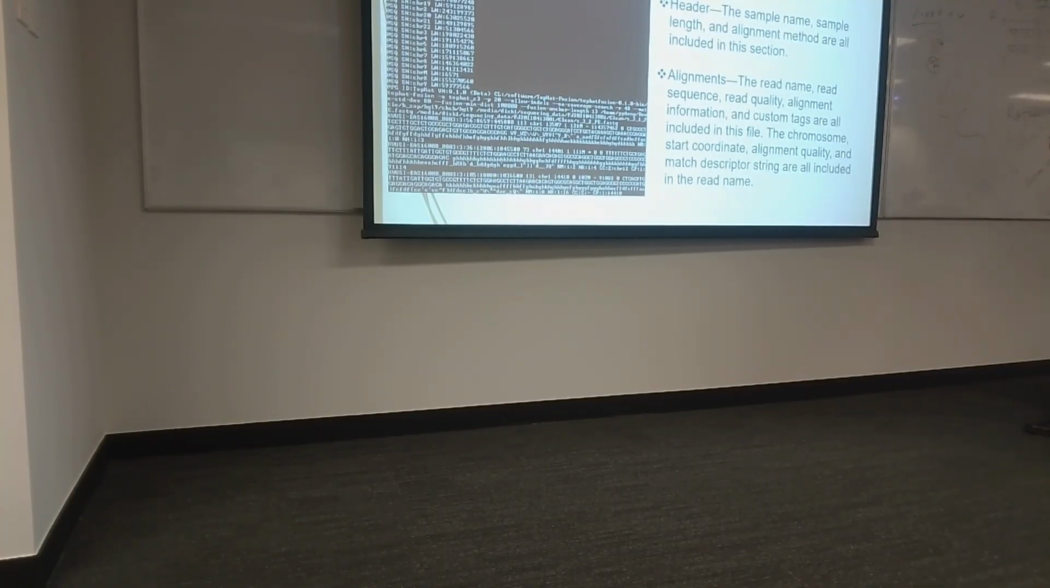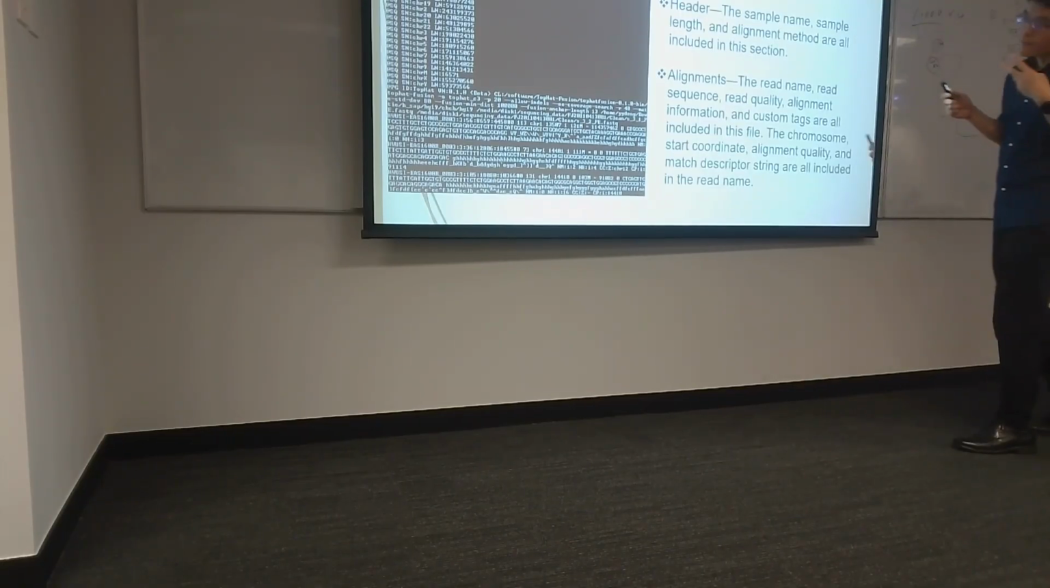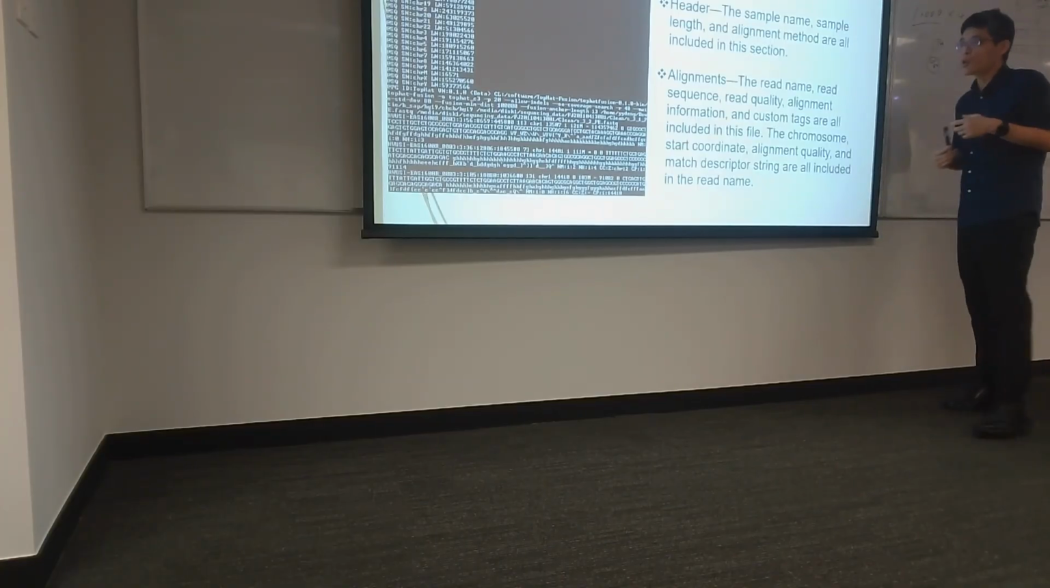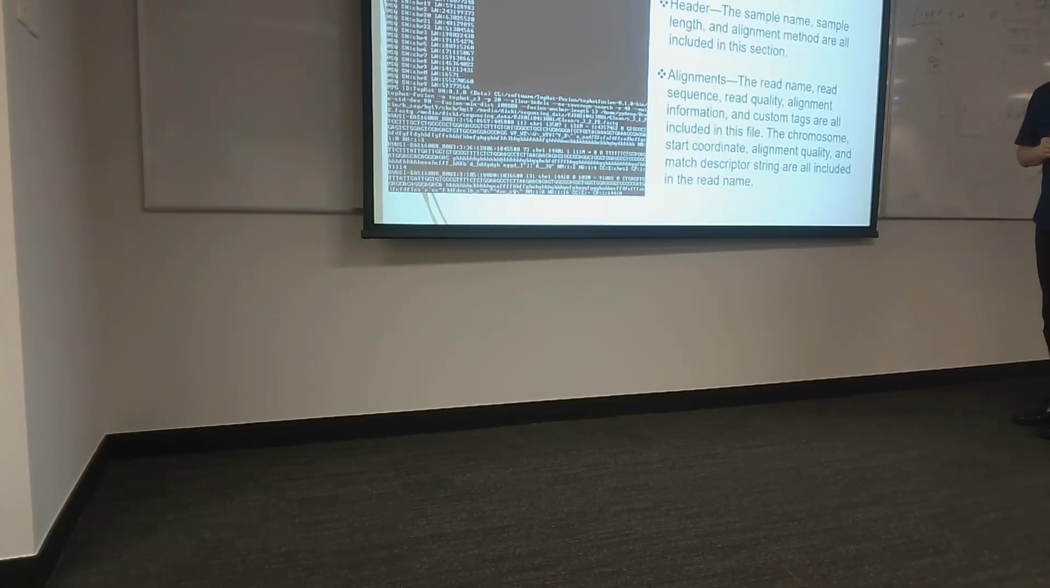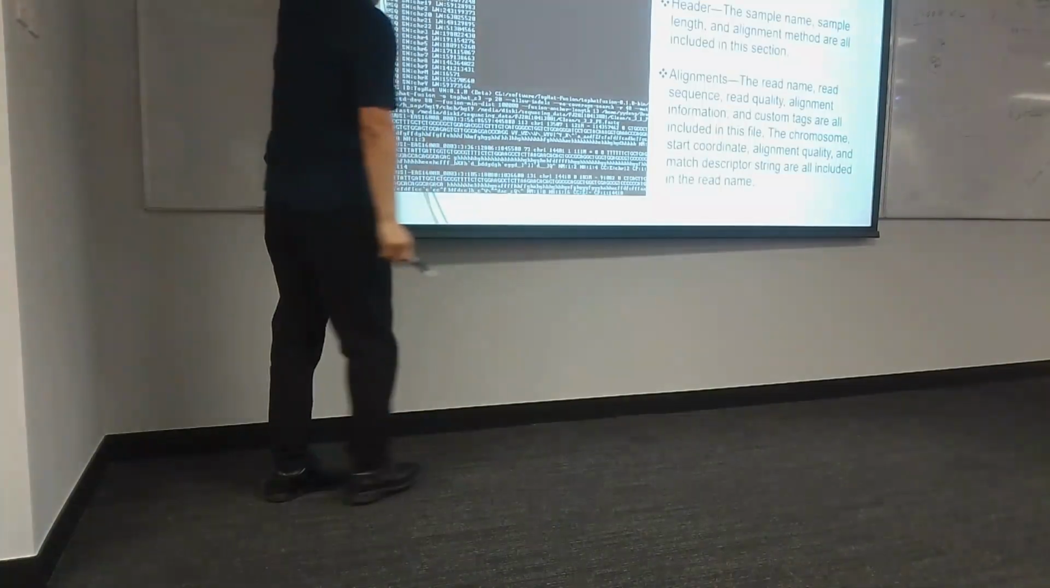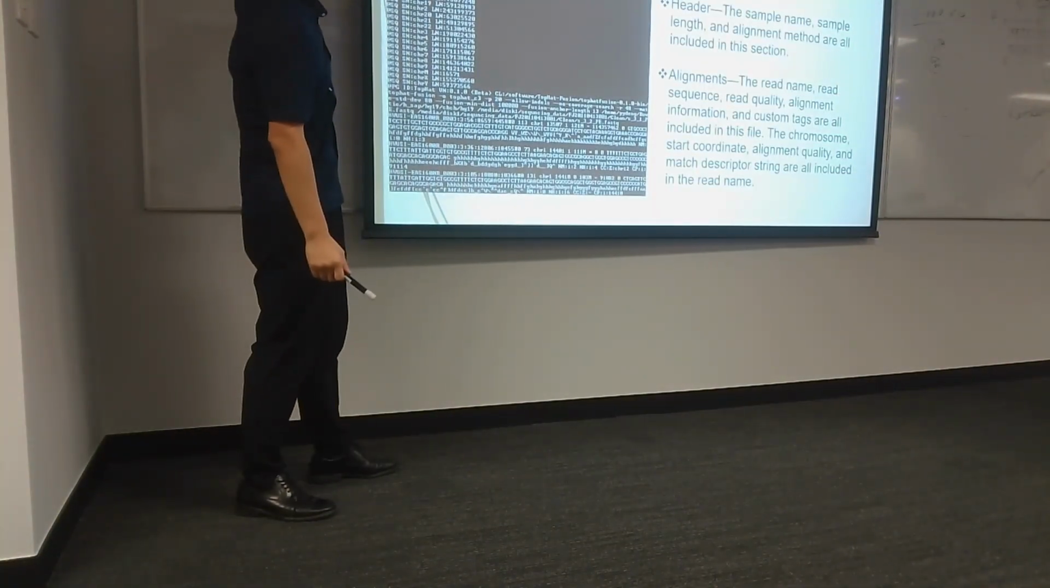So there are two components. This document looks very comprehensive, but actually it's very easy. There are only two components in this format. One is named a header. The header describes the sample name, the sample length, and also the alignment method used. For example, here I show you one simple example of the header in a BAM file.